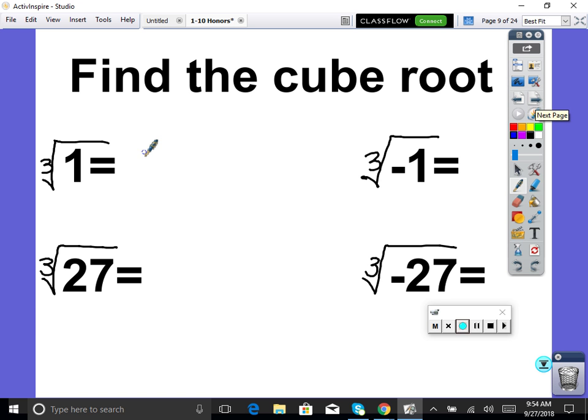What's the cube root of 1? 1. What's the cube root of 27? What's the cube root of -1? What is it? -1. It's not i. Okay, the cube root of -27. -3. That's all good. We can have negatives under odd roots.